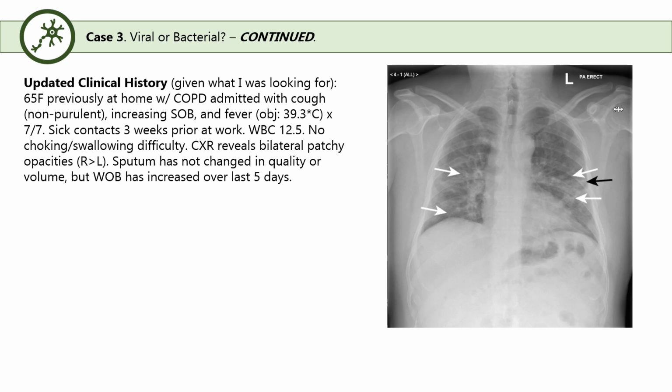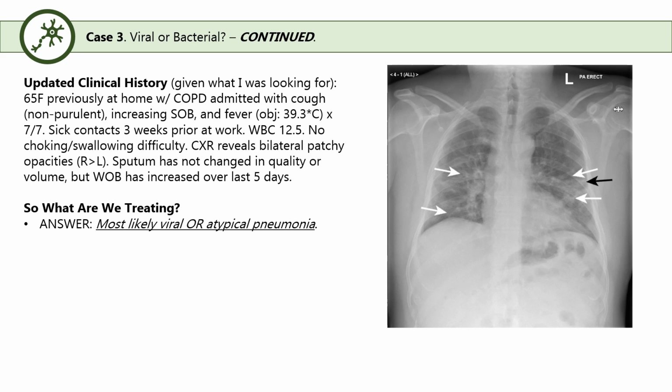Knowing what to look for, we find out that this is a 65-year-old female from home with known COPD, admitted with a non-purulent cough, worsening shortness of breath and fever of 39.3 for 7 days. She had sick contacts 3 weeks ago at work. Her white count is 12.5 without any history of choking or swallowing problems. Her chest x-ray is shown to the right, with right worse than left bilateral patchy opacities. Her sputum has not changed in quality, but her work of breathing has been worsening, leading her to come to the hospital. So what are we most likely treating?